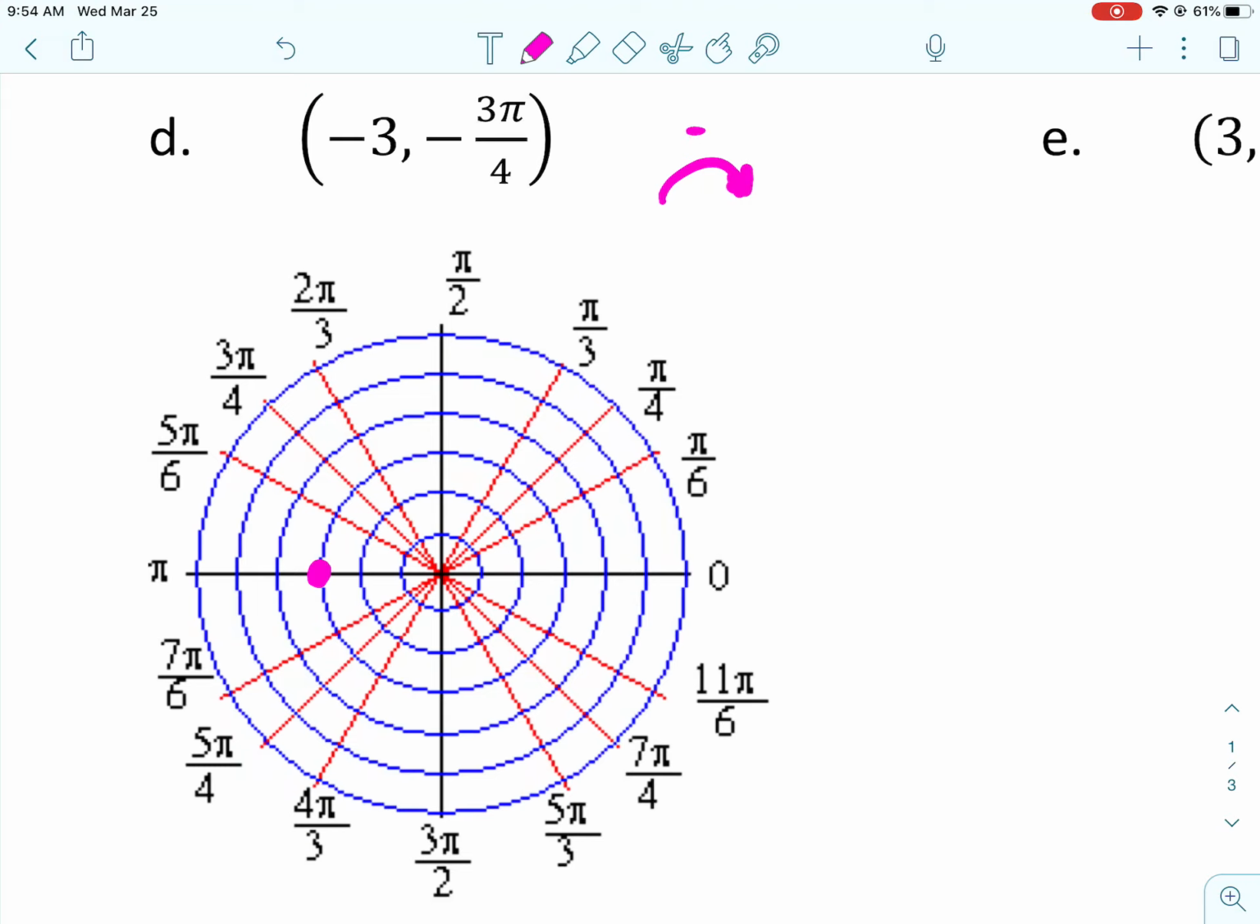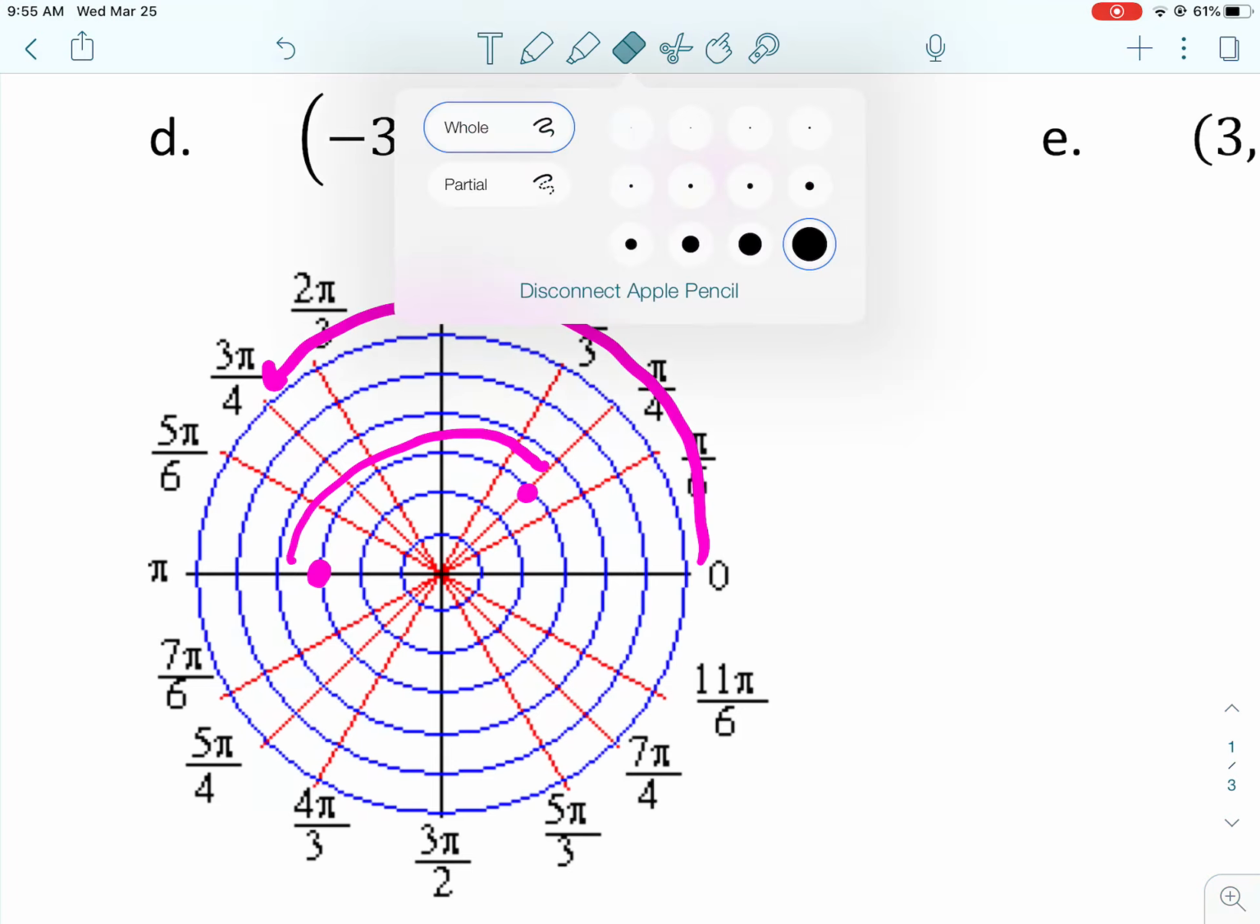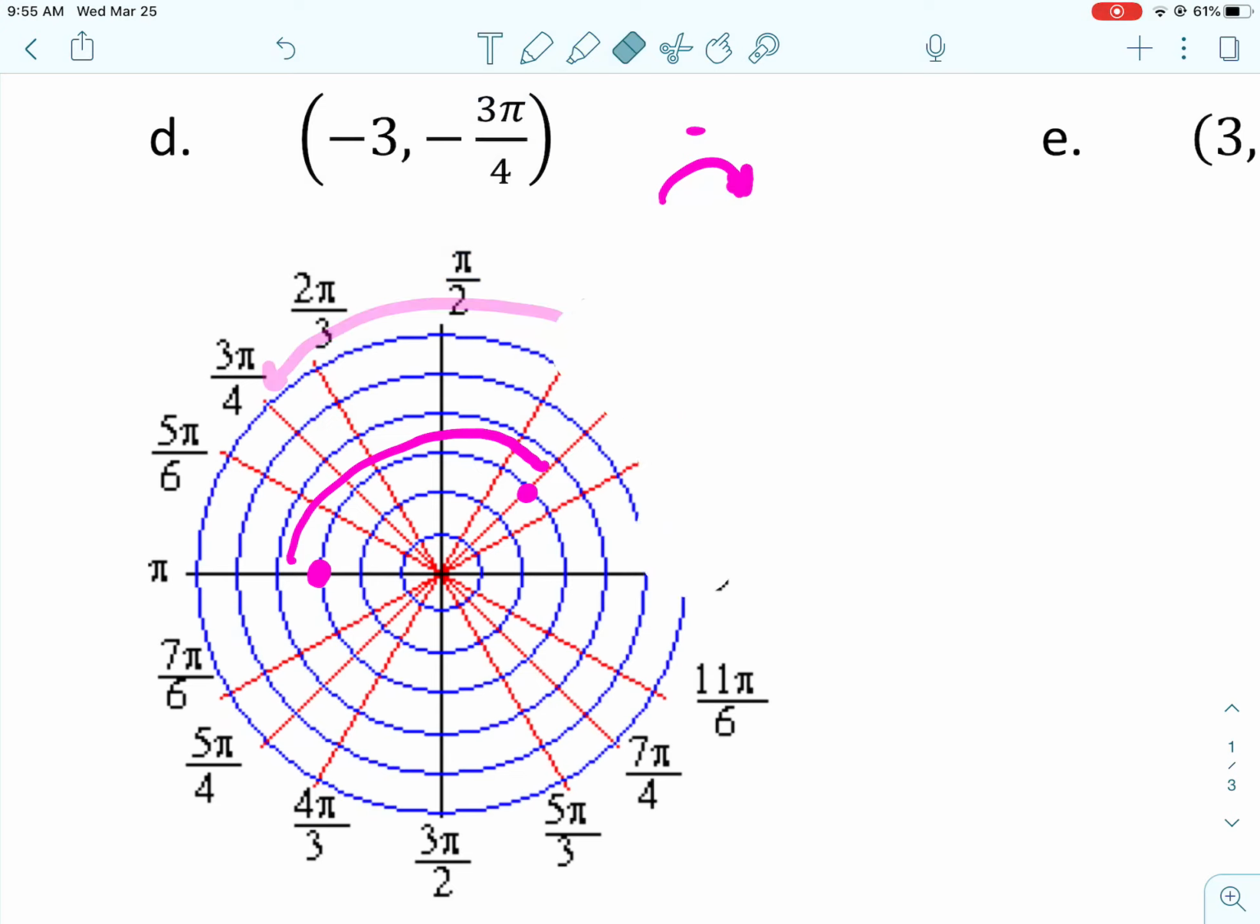Okay, so we're going to start over here, 3 circles out in the negative direction, and then we're going to rotate in the negative direction from there. So a normal rotation to 3 pi over 4 is there. From this point, I'm going to do that same rotation, but go in the negative direction, and it should take me to here.